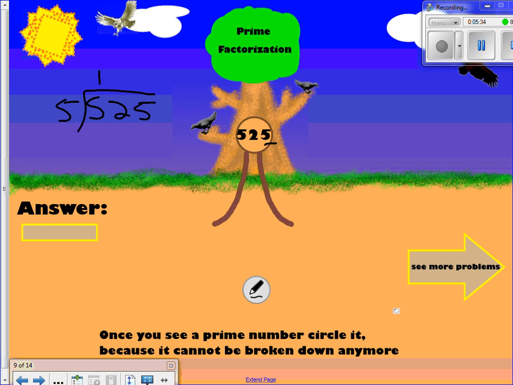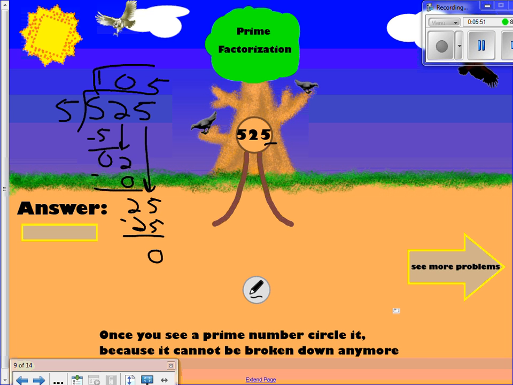5 goes into 5 once. 5 times 1 is 5. Subtract, bring down the 2. 5 goes into 2 0 times. Bring down the 5. 5 times 5 equals 25. 0. 105. So I'm going to break this apart to 105 and 5.